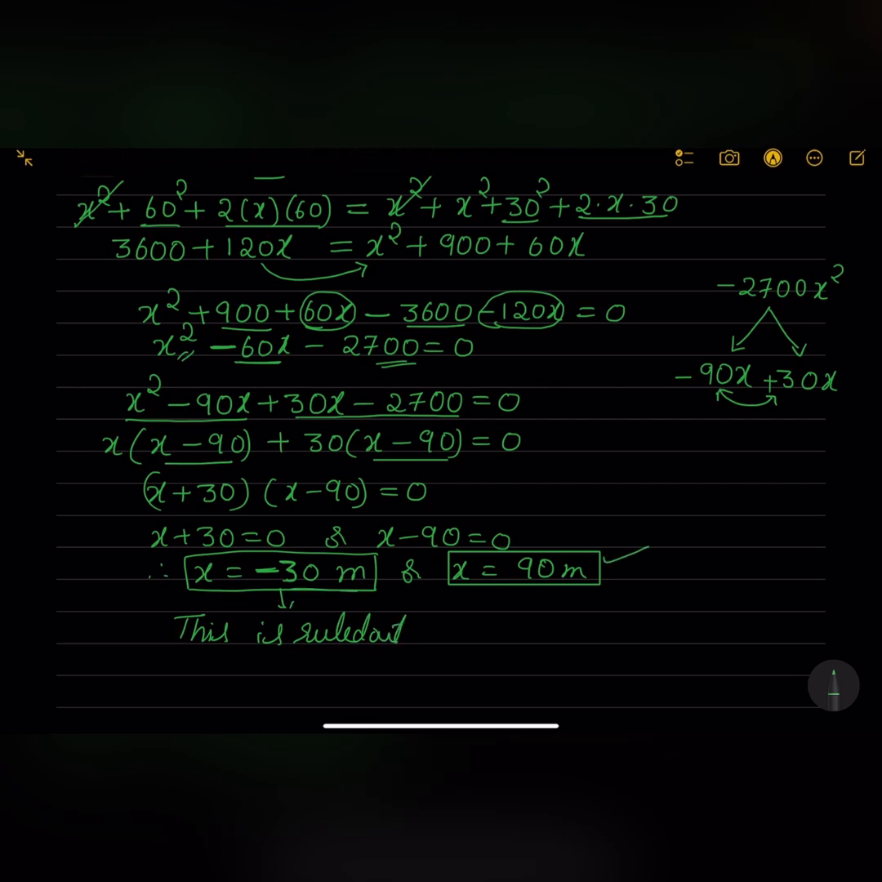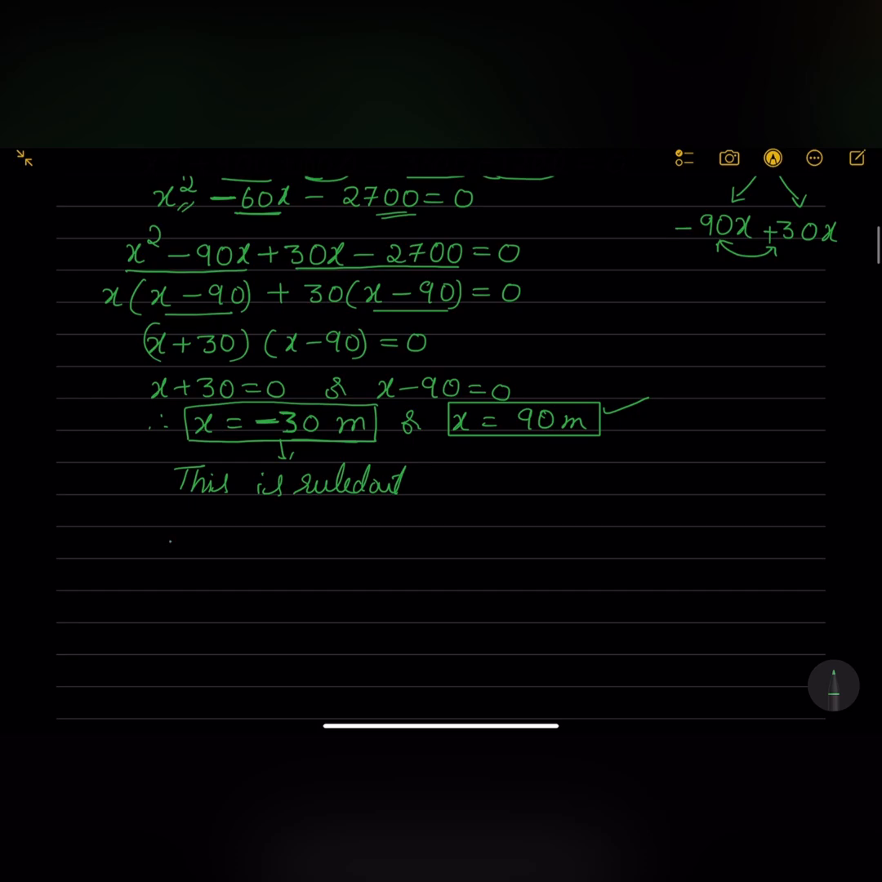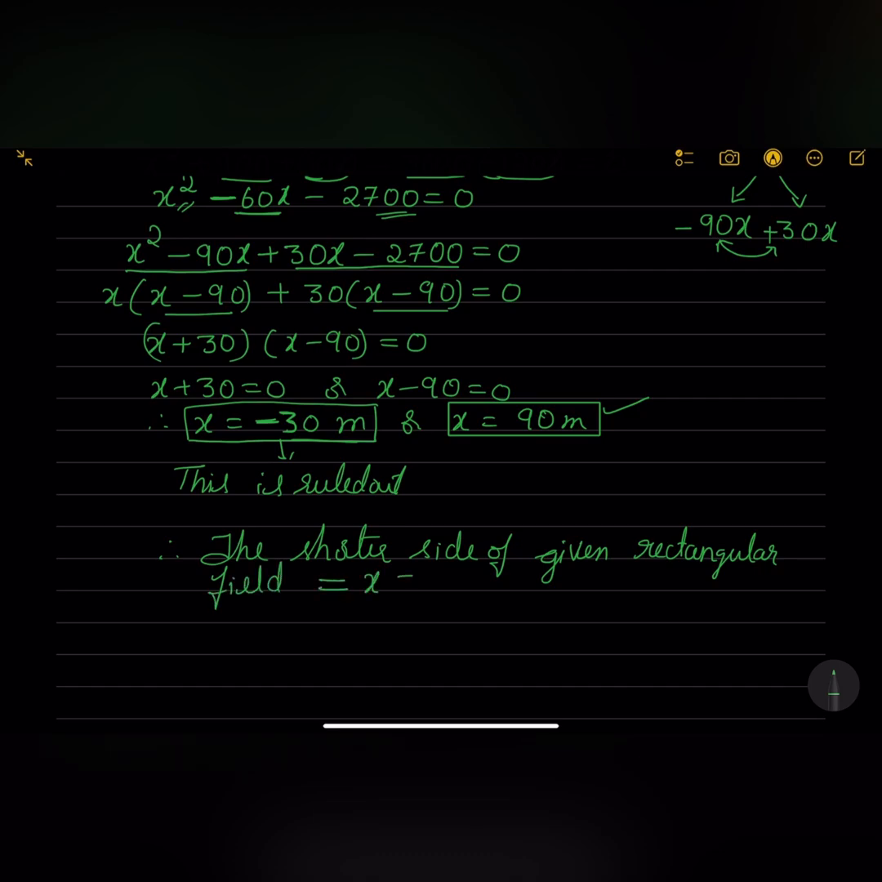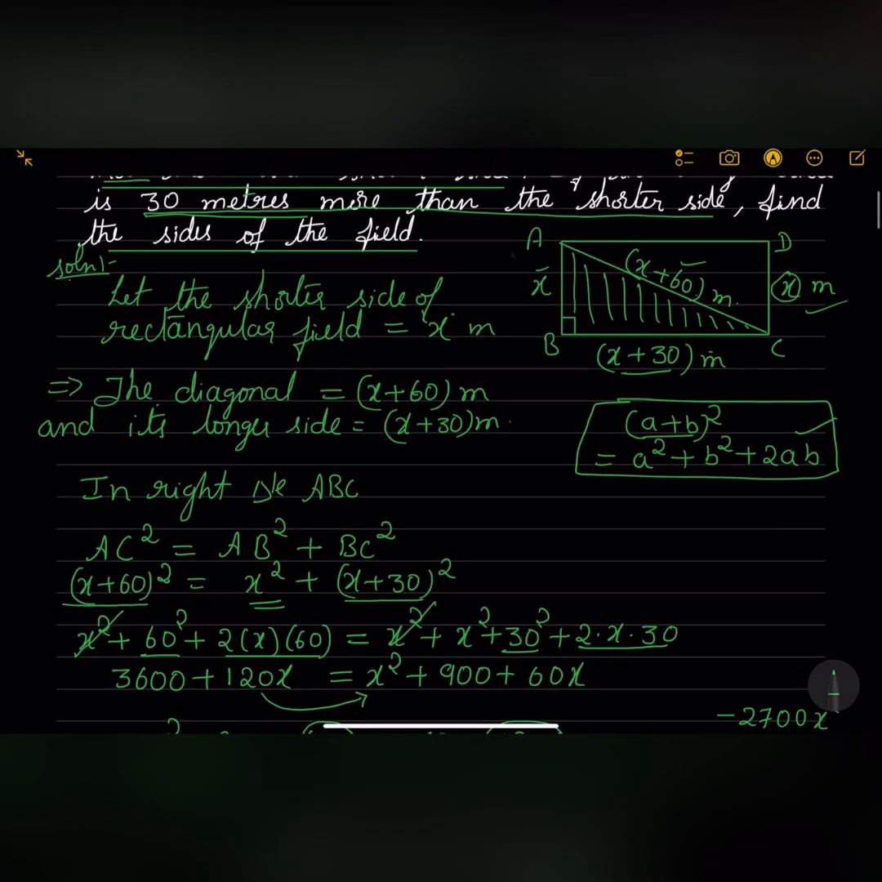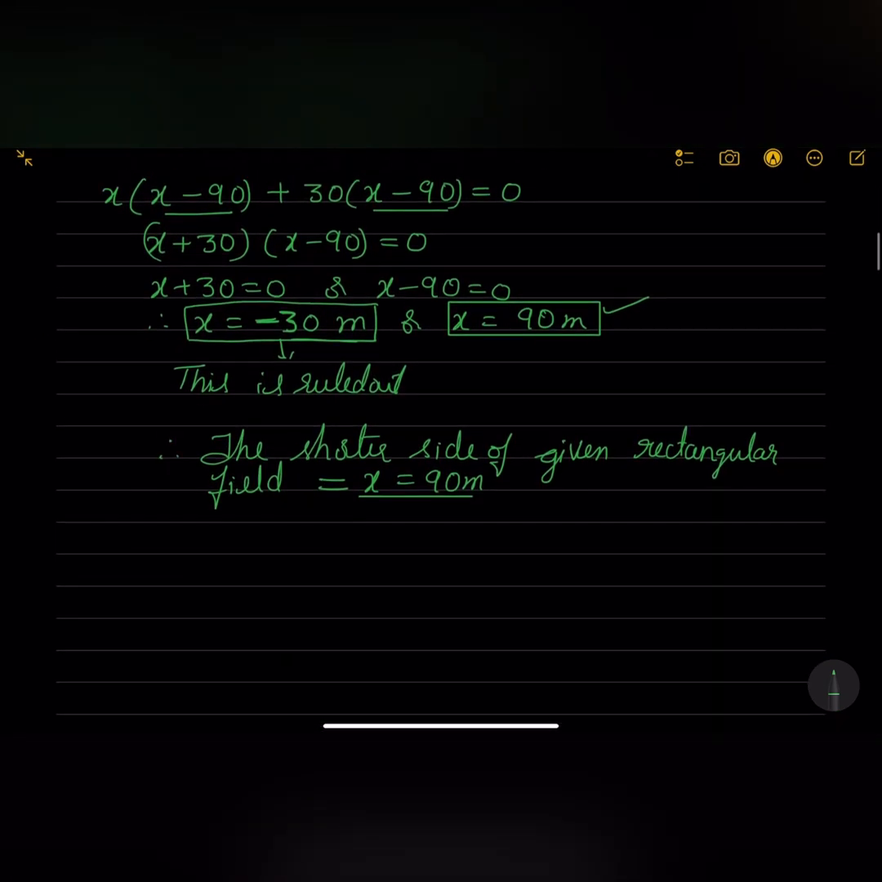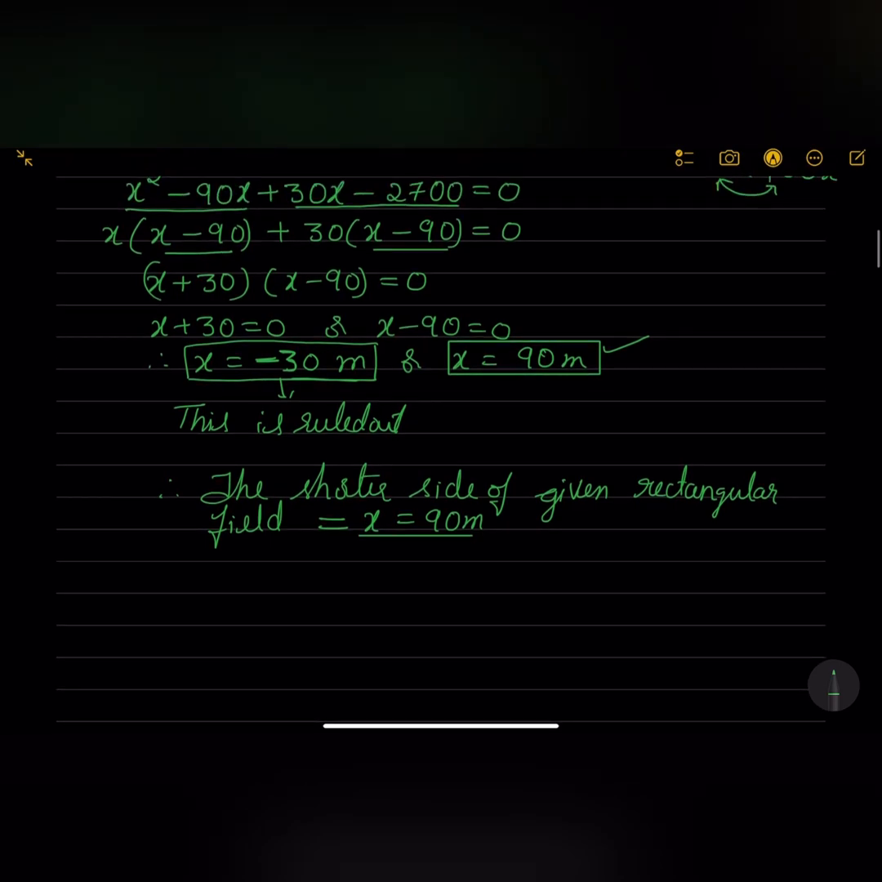Now the shortest side is 90 meters. Therefore the shorter side of the given rectangular field is equal to x, that is equal to 90 meters. We have taken the shorter side as x meters, right? So the shorter side is x meters, that is 90 meters.